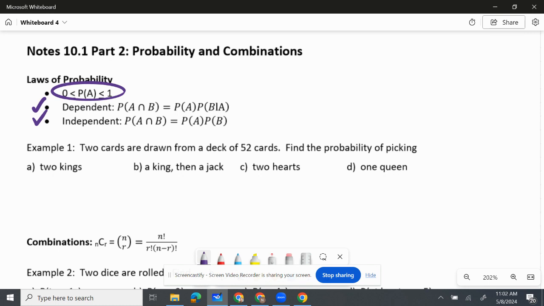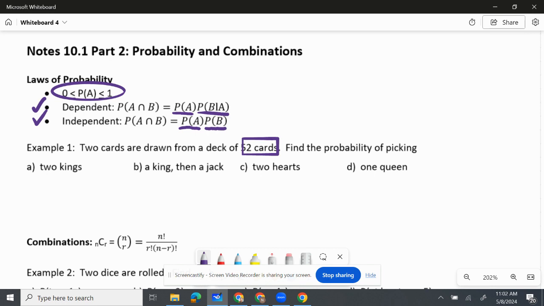Dependent probabilities: our first probability is just like we see it, but our second probability is based off of our first probability, and we'll see that with a deck of cards. Versus independent probabilities, it doesn't matter what our first probability is because it does not affect our second probability. And we'll see that example with the dice. So first, looking at the cards, we know that there are 52 cards. We know that there's 4 of each type of card, and there's 4 different suits: hearts, diamonds, clubs, and spades.